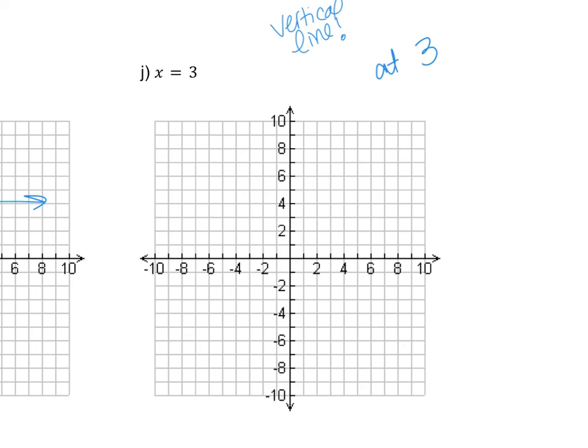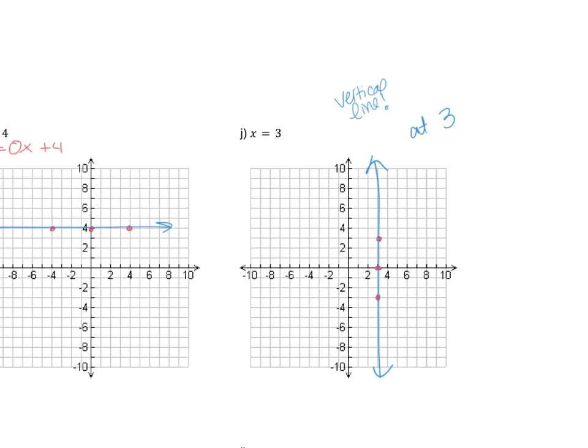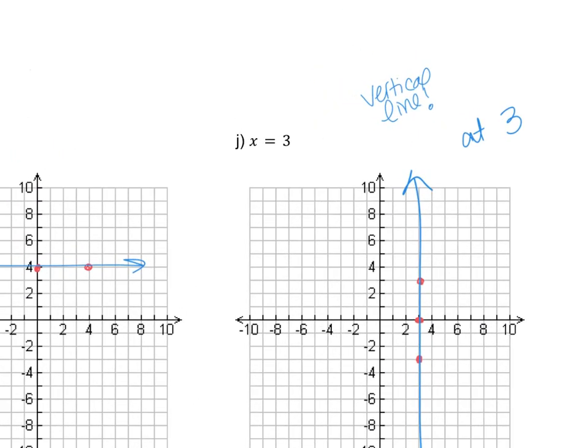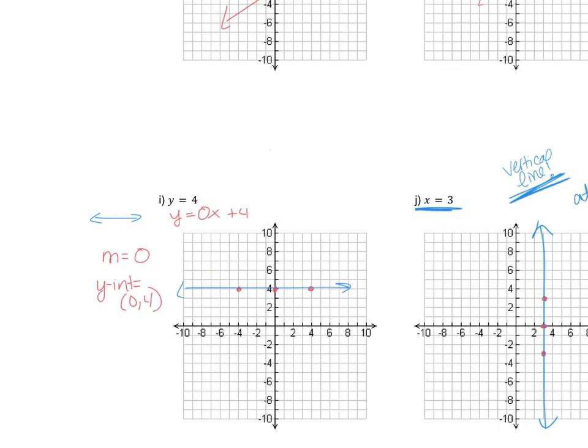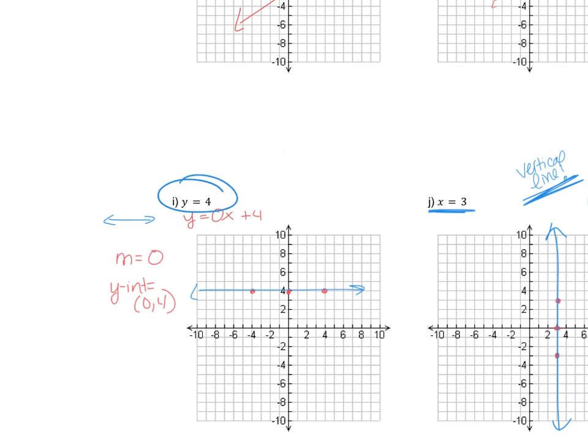That's not 3. So when x equals 3, that would be right here, right? Draw a point above it and a point below it so you can help draw. And then, oops, that's really bad. Okay, there is your line of x equals 3. So anytime you see x equals something, think vertical line every time. If you see y equals something, like a number, no x's, that means it's a horizontal line.